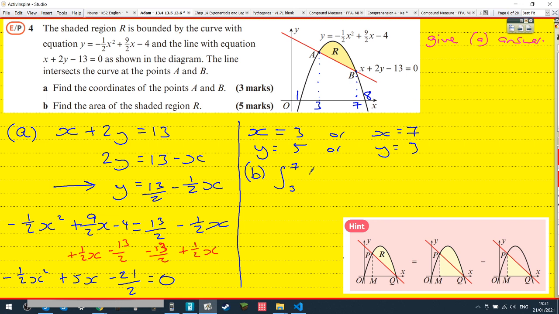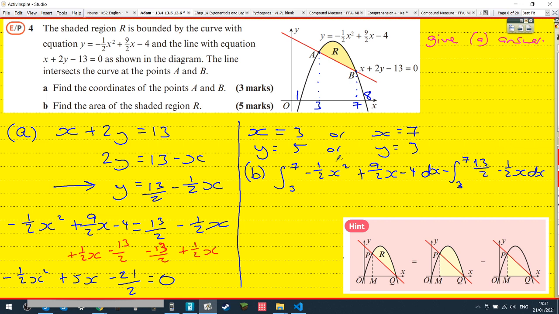Yeah. So it's the integral of the quadratic curve. Mm-hmm. Is that already integrated, or do you need to integrate it? We would need to integrate it, but hold your horses. Okay. So it's the integral of that one. Yep. And then we would subtract the integral between 7 and 3 of 13 over 2 minus a half x with respect to x.